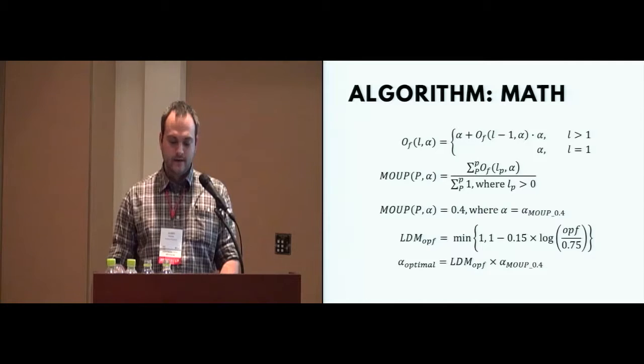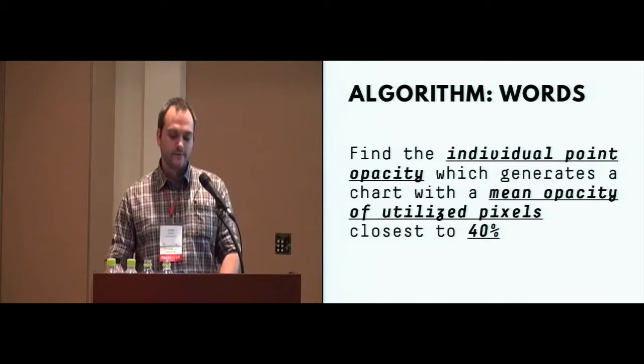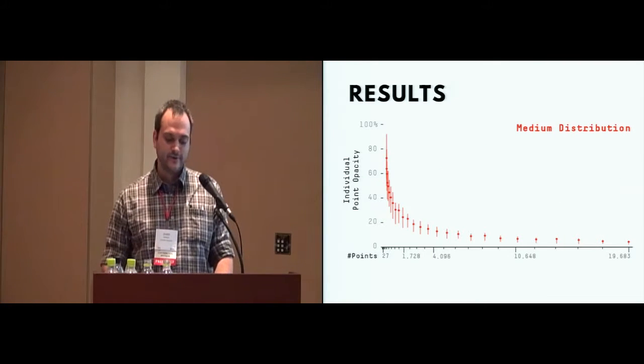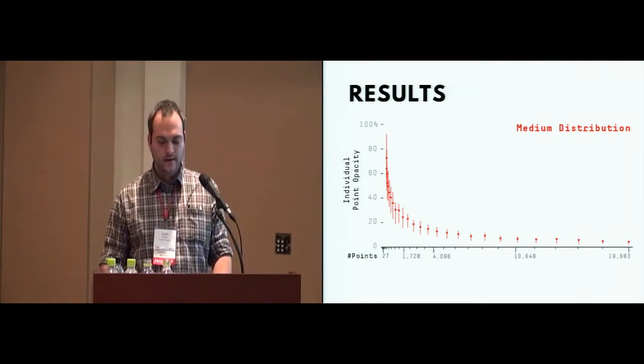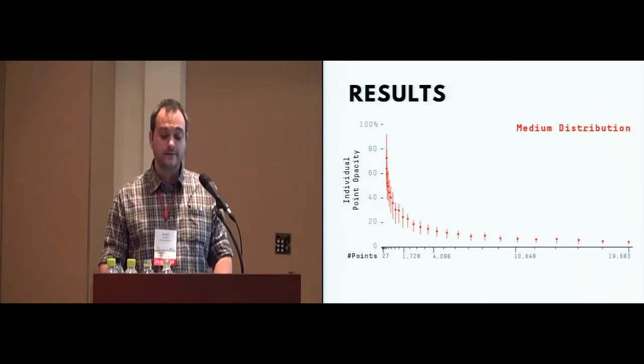And so there's some math in the paper, but in words, what we're doing is searching through the individual point opacity values to find the one which generates a chart with a mean opacity of utilized pixels closest to 40%. And when we do that, the results turn out to quite closely match the user results.